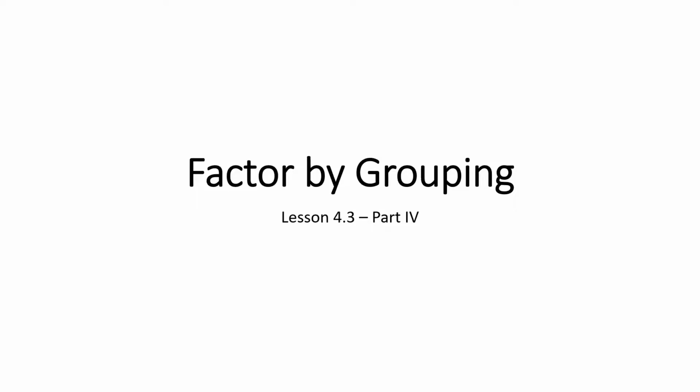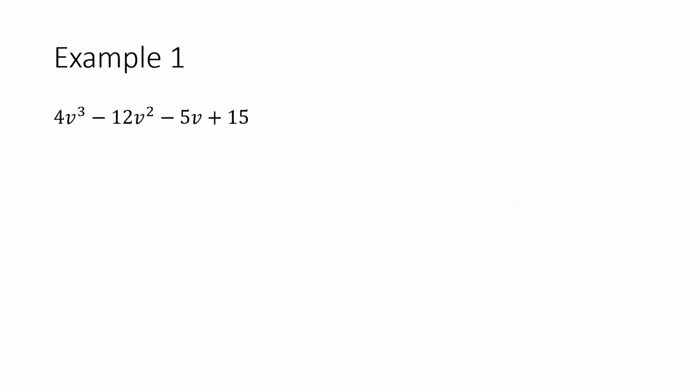Factor by grouping is a strategy that can be used to factor polynomial expressions consisting of an even number of terms. In this lesson, we're going to learn how to factor by grouping in polynomials with 4 terms. For our first example, we have 4x cubed minus 12x squared minus 5x plus 15.